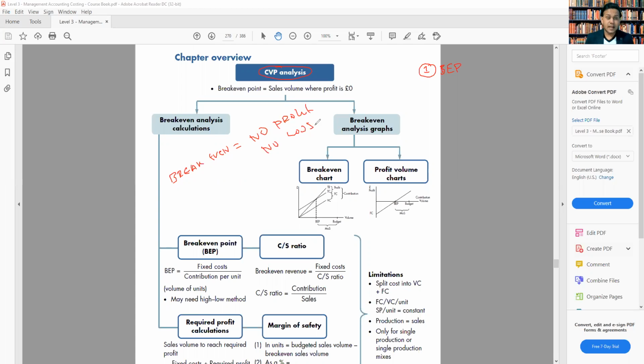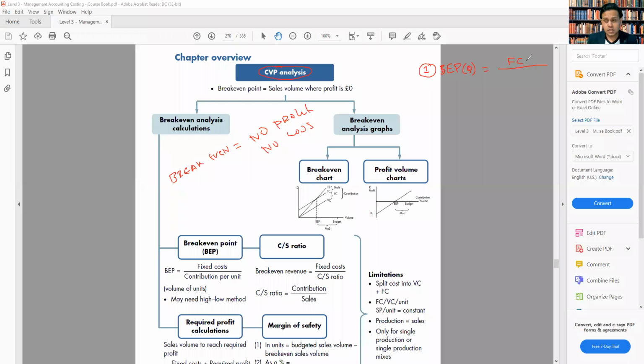Now in break-even, we have two situations. The first one is the unit, and the next one is the value. Unit means quantity. So let's talk about the first one. Break even, in brackets I'm writing Q. Q means quantity. So break-even quantity, the formula here is fixed cost.